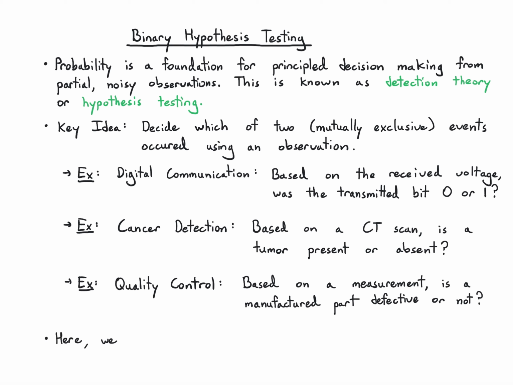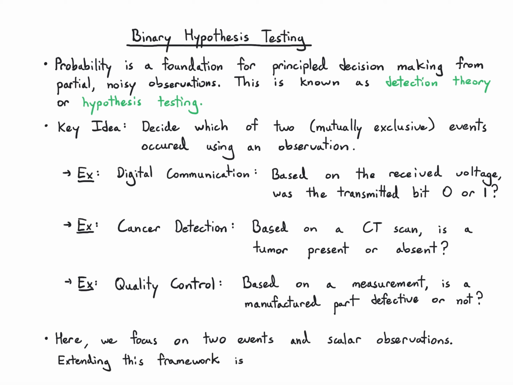And we're focusing here only on two events and scalar observations. So I just make one single measurement. I get a single number, and it's going to be relatively straightforward to extend this to more than two events and more than a single number as my measurement, and we'll see that later. Once we have the intuition and the framework from binary hypothesis testing with scalar observations, then it'll be easy to go ahead and generalize it. Okay, so let's see what that framework should look like.